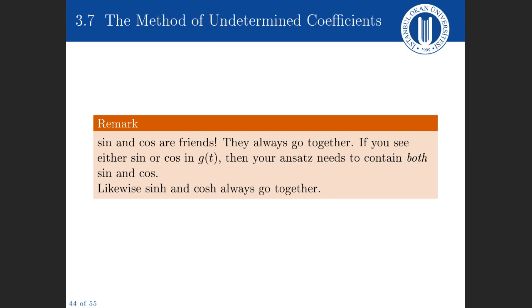When you do this method, any time you see sine and cos, remember that sine and cos are friends. They always go together. If we see either sine or cos in g(t), then our ansatz needs to always contain both sine and cos. Likewise, sine and cos are also friends. Sine and cos always go together. If you see either sine or cos, then you need to have both of them.